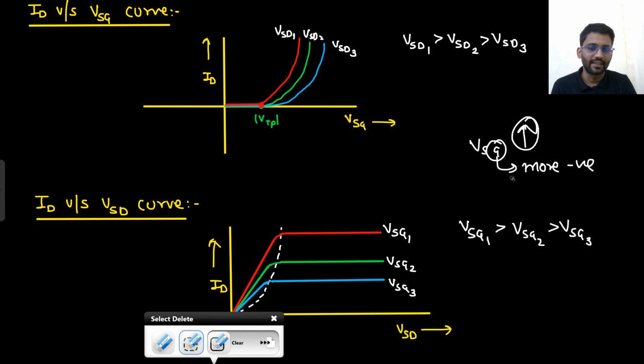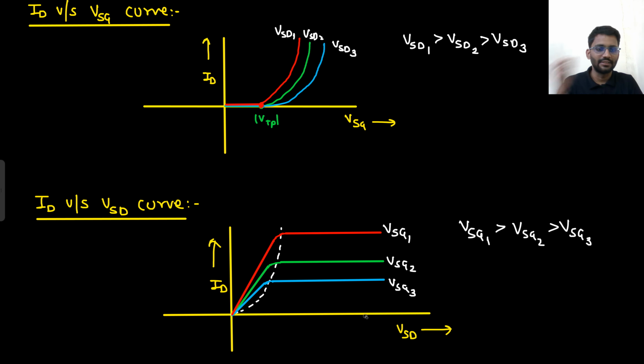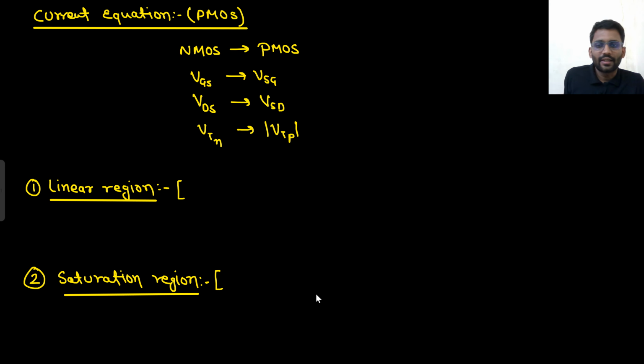So VSG1 is higher than VSG2 is higher than VSG3. Well and good. Let's write down the current equations. While writing the current equation, same as before, VGS will be replaced with VSG, VDS will be replaced with VSD, and VTN will be replaced with VTP.